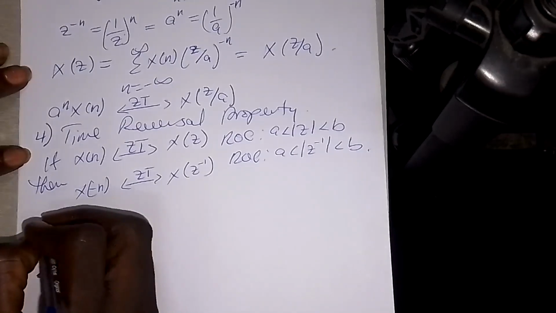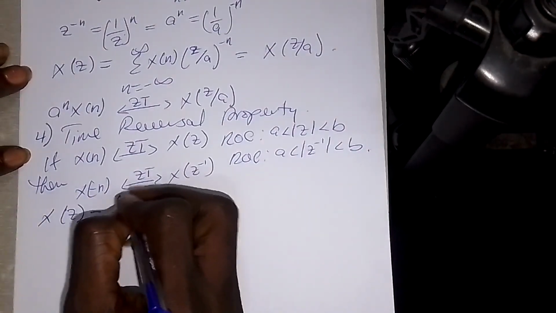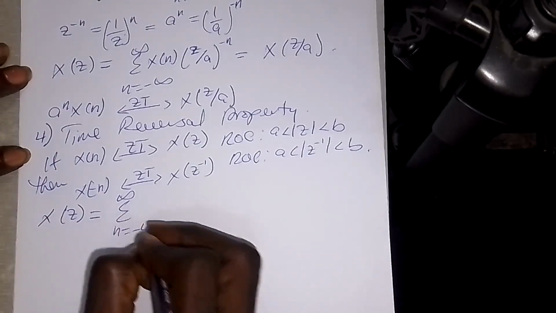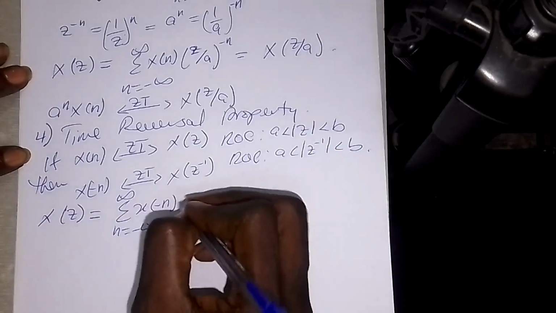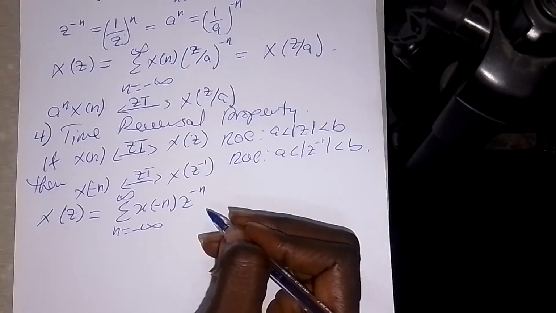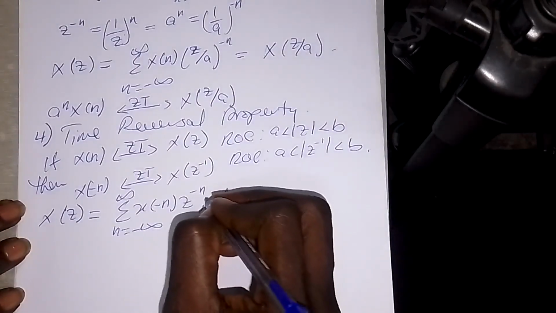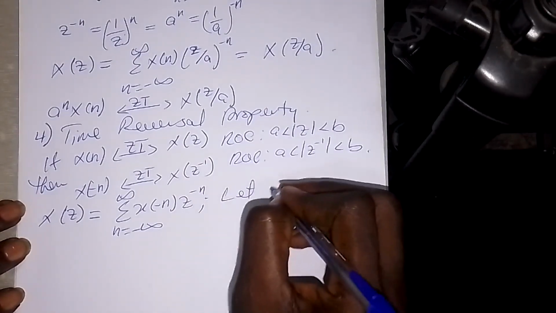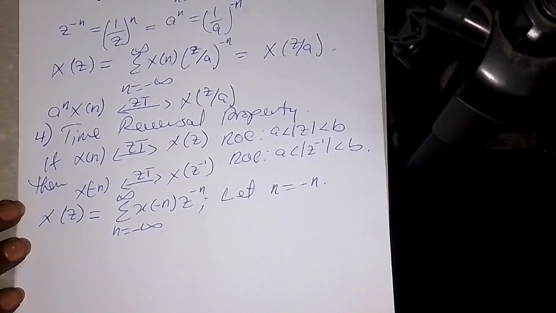To prove this one, I can say that X of z is equal to the summation from n equals minus infinity to infinity of x of minus n into z to the minus n. So now, if I have this one, I can say let n be equal to minus n.